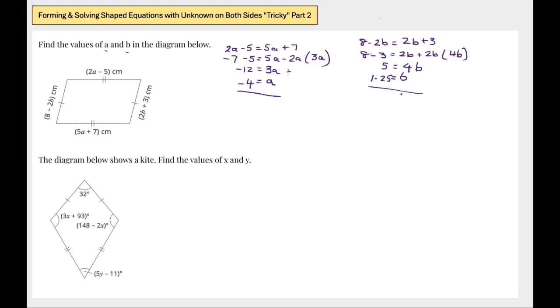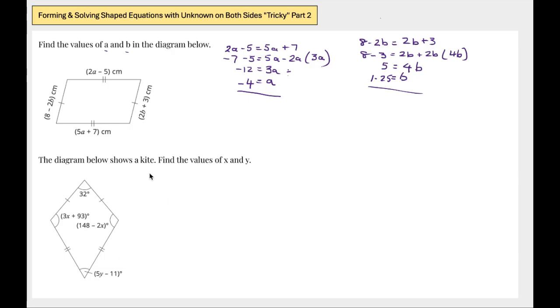So we've got our A and our B. That's it. It's all right. I thought there was an extra bit to it. I'm used to substituting stuff in, but it's not. It's A equals minus 4 and B equals 1.25.